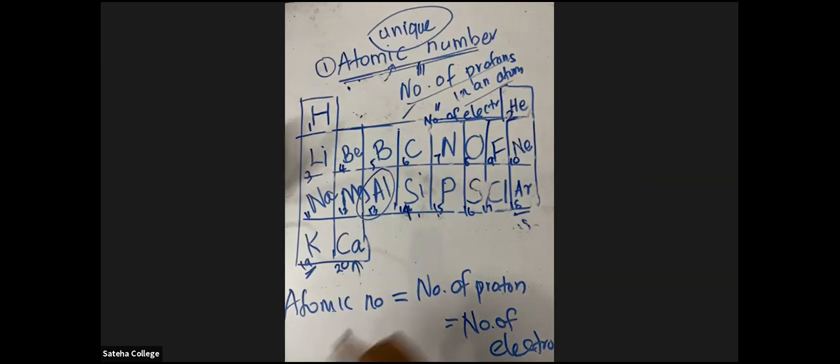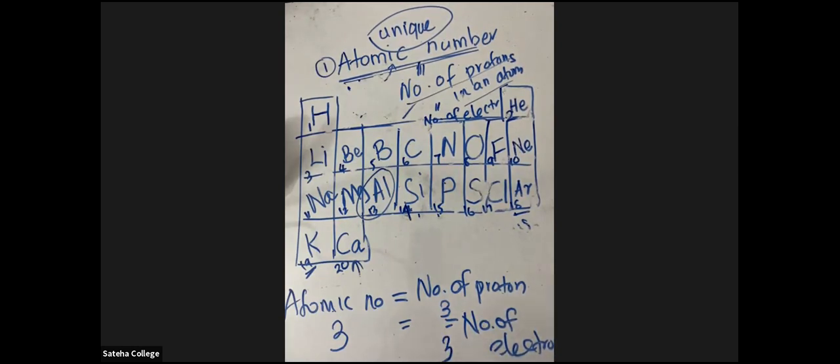Very good. 3. Atomic number 3. Proton number also 3. Electron number also 3. Understood? Did you understand? So atomic number is equal to the number of protons, which is equal to the number of electrons.